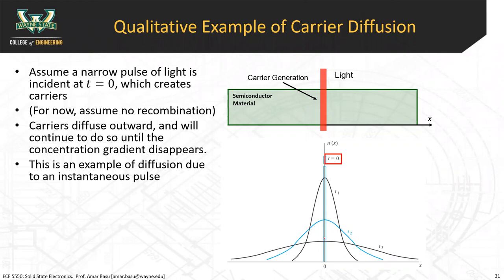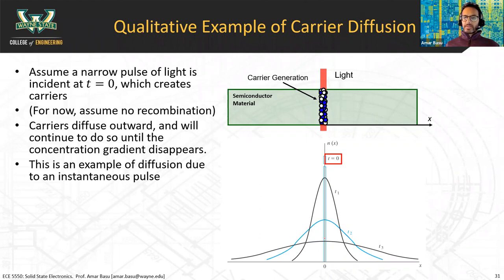Electron hole pairs (EHPs) will be created just in the region where we have the light. Thanks, Melvin. So we created a whole bunch of electron hole pairs there. Now in this diagram, you can see that the electrons are the blue circles and the holes are the white circles, just for reference. Now let's just say we turn the light off. Just for this example, we turn the light off.